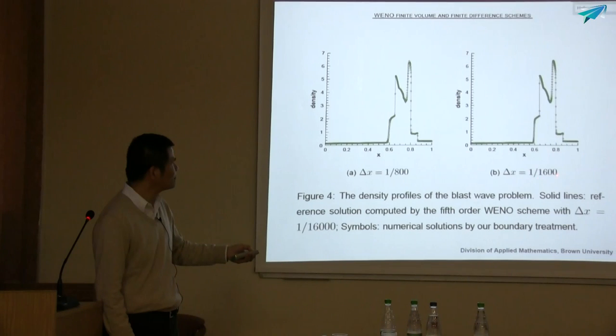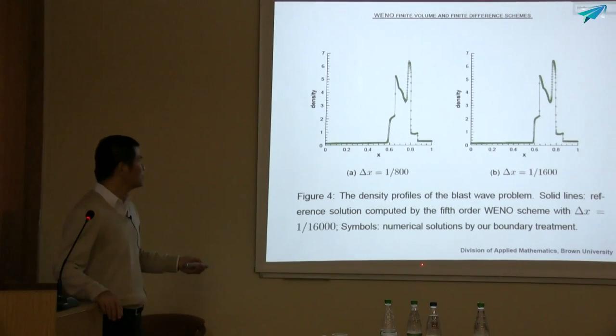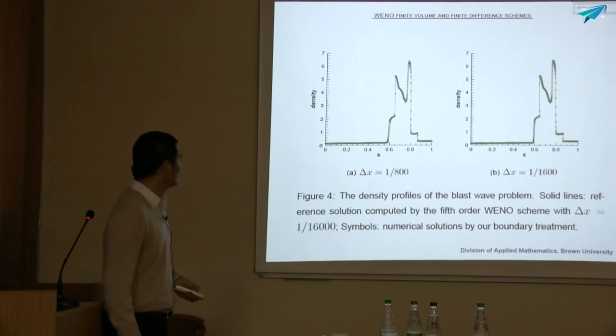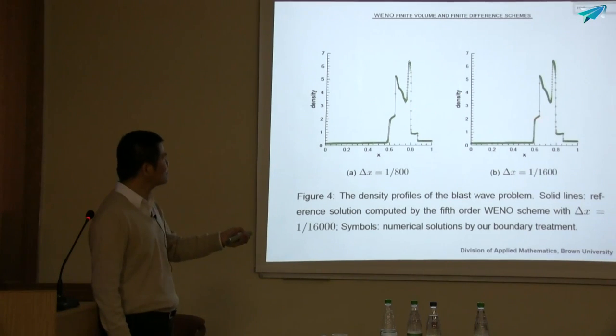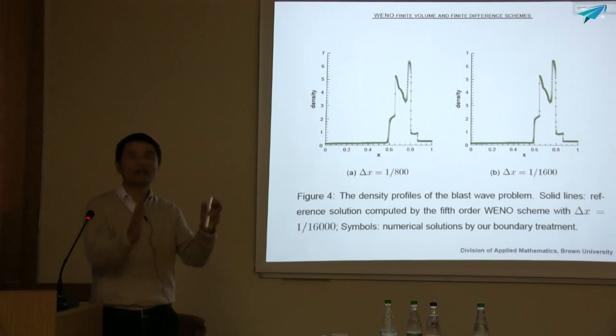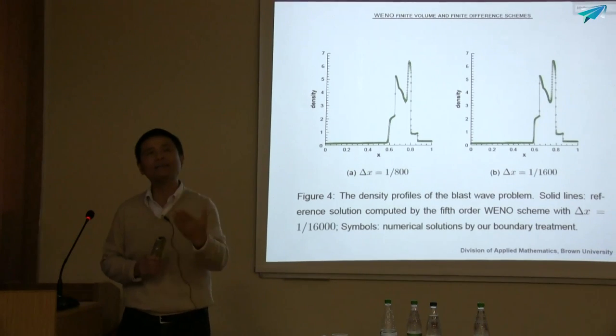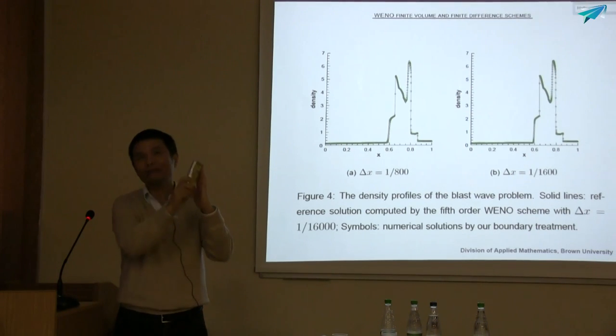This is 1 over 1600. This is the density profile for the blast wave. So you get this result using this particular treatment on the wall. So you are not using the symmetry. This is one dimension. You could use the symmetry to define ghost values very nicely, but we did not use that. We used the inverse Lax-Wendroff procedure on the boundary to treat the boundary.